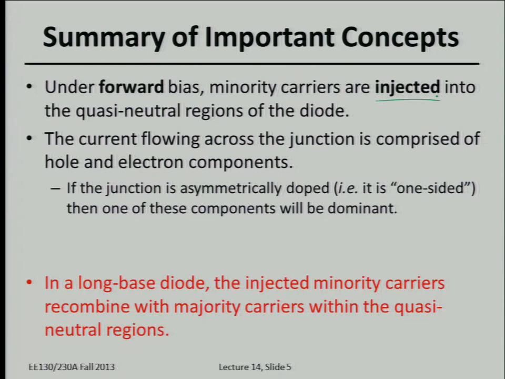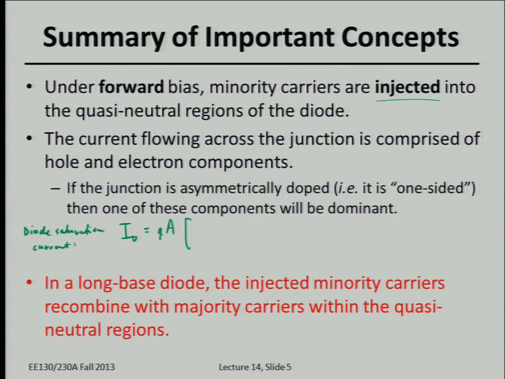Okay, so the current flowing across the junction is comprised of both electron and hole components. And usually if one side is much more heavily doped than the other, in other words, if it's a one-sided junction, then one of these current components will be dominant. So if you look at the diode saturation current, it's I naught. So that's the pre-exponential factor. So it's going to be Q times A, because the current is always proportional to the cross-sectional area of the junction.